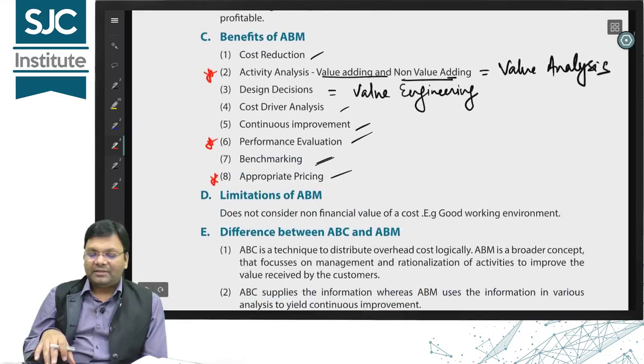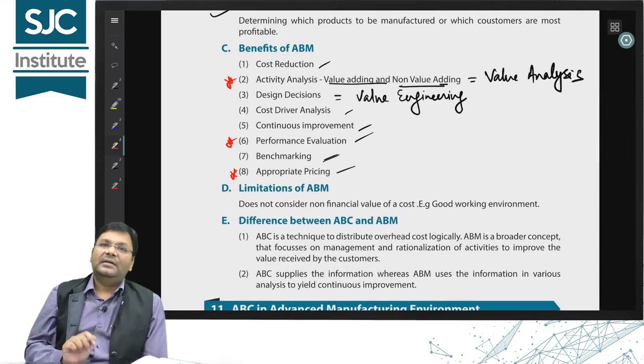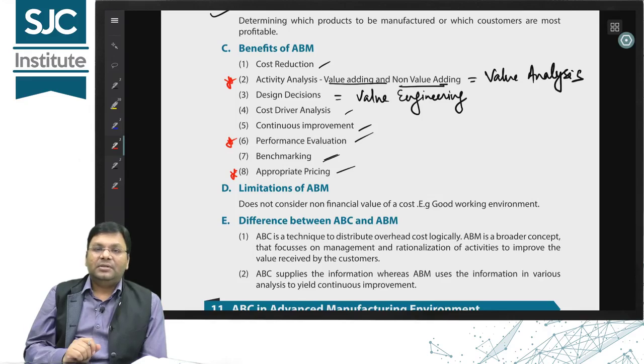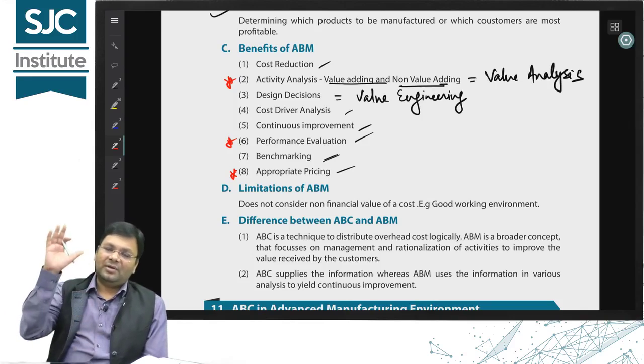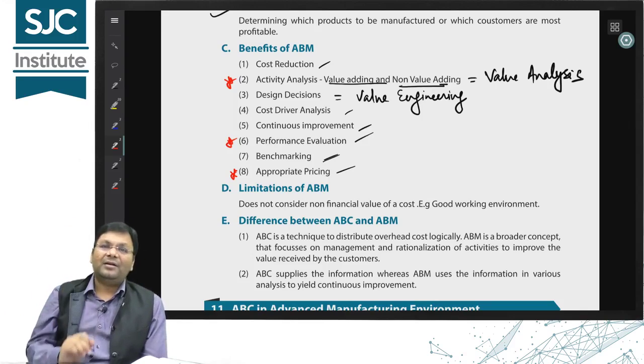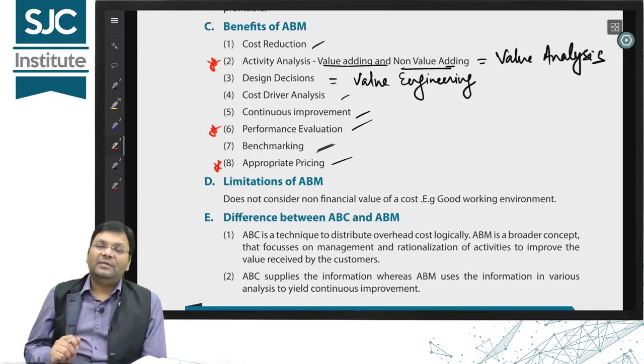Now there is some limitation of ABM. What is the limitation? See, sometimes some activities can be non-value adding in the eyes of management, but in the eyes of employees it might be value adding, in the eyes of customers it might be value adding, or maybe in the eyes of other stakeholders like society, the geographical location of your company, the local community, they are giving much value to it. So sometimes ABM ignores such value addition done by an activity.